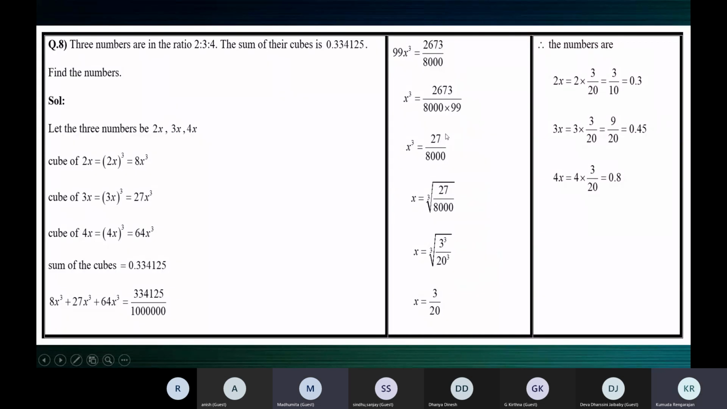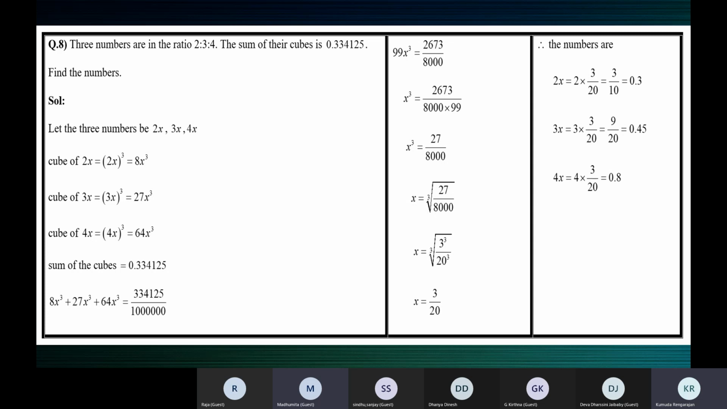Ma'am, my doubt is, how does 3,34,125 by 1,000,000 become 2,673 by 8,000? Simplifying in the tables of 5. See, 334125, when you divide by 5, what's the number? 334125, when you divide by 5, you get 66825. Then when you again divide by 5, 13365. Again divide by 5, 2673.